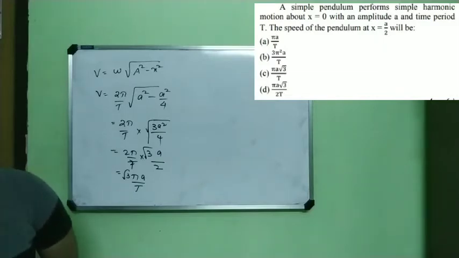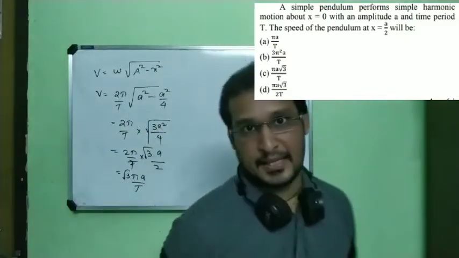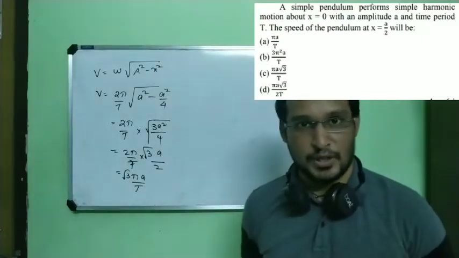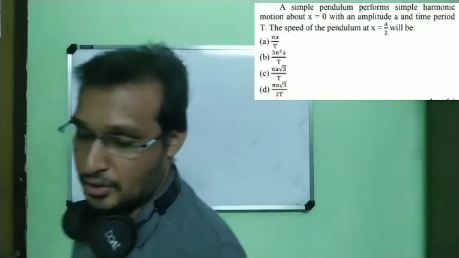You will get option pi a root 3 by t. It is there. Option C. So the answer is option C. Understood? Shall we move to the next question? Take a screenshot.